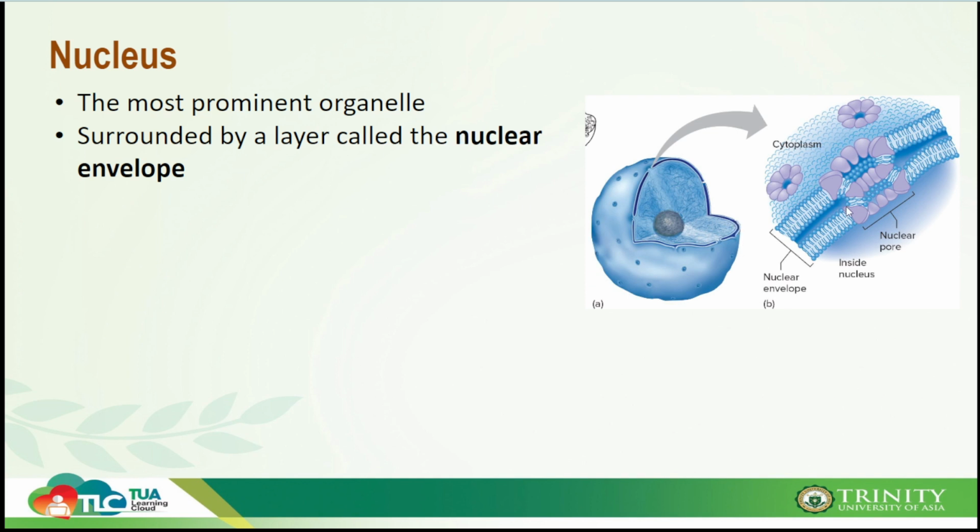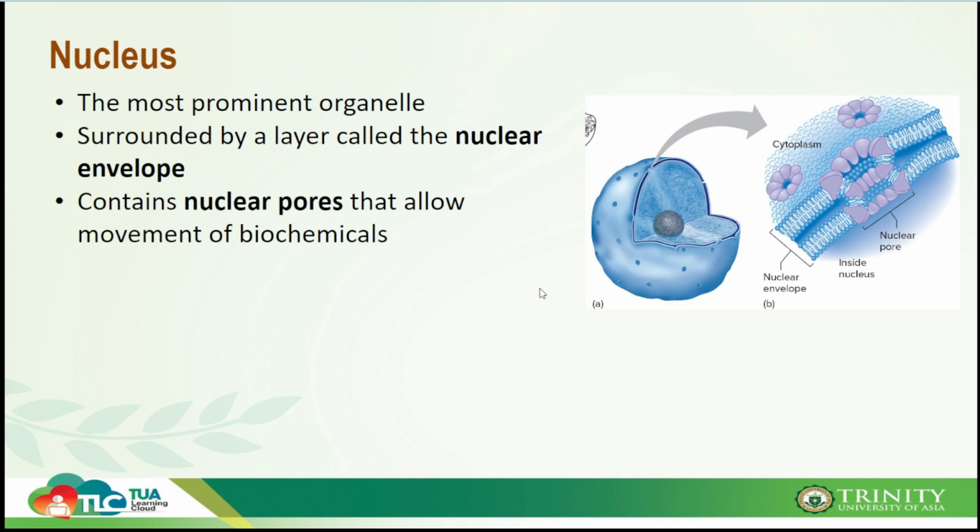nuclear envelope. If we examine this closely, you will actually see again your phosphate heads and your fatty acid chains. No? Yeah, double layer din sila. Now, the difference between the nuclear envelope and the plasma membrane is that the nuclear envelope contains these holes, and we call this nuclear pores. And what is the function of these holes? They function to allow movement of biochemicals.